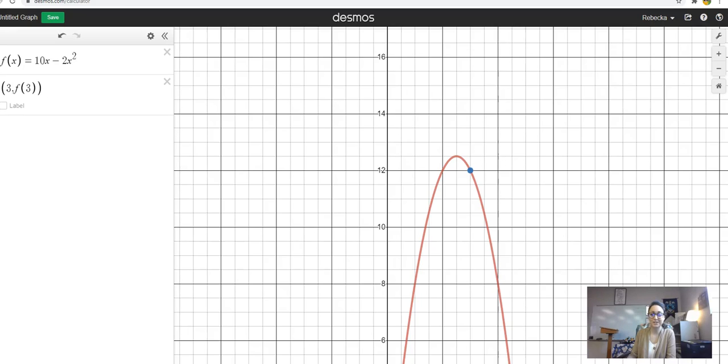All right, so just kind of a quick check on the calculator. What did we just find again? We found the slope of the tangent line at x equals 3. So I've got a blue dot at x equals 3. I've got our function graphed.